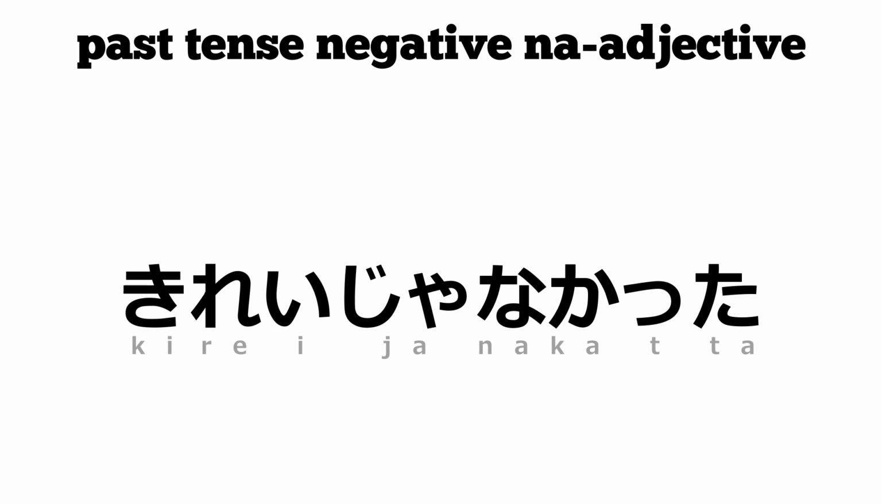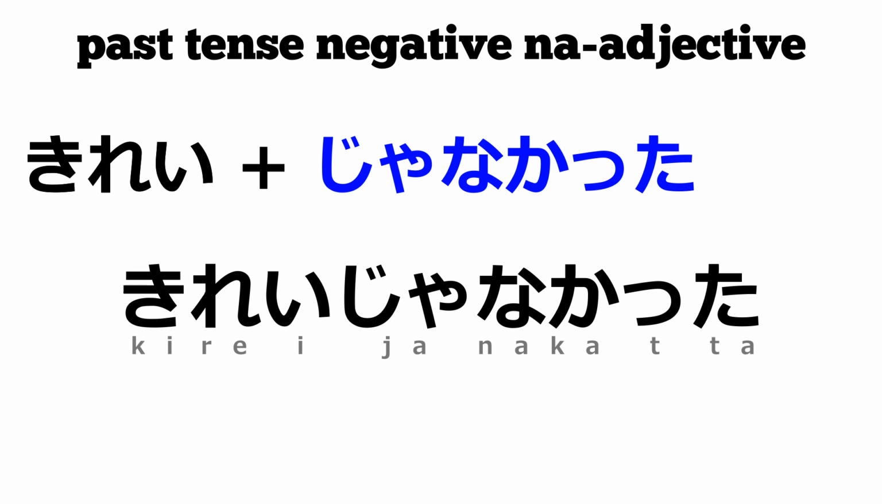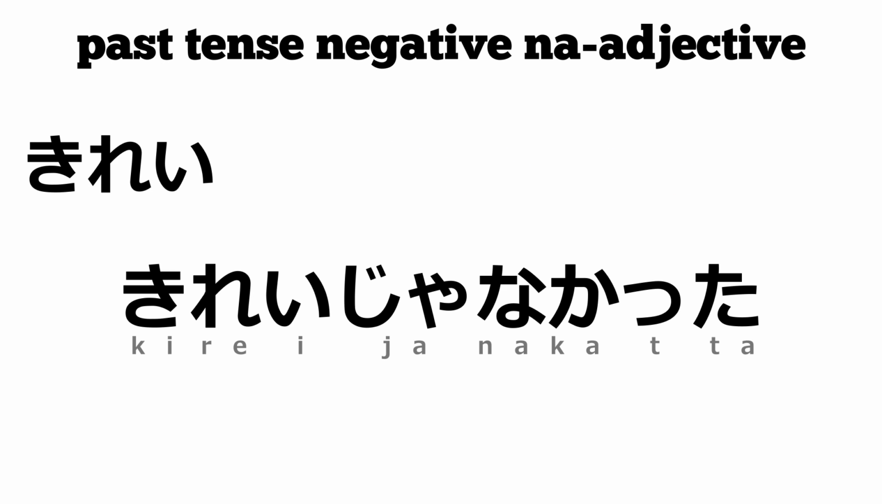You is using the casual negative past, this time with the na-adjective. The simple way to form this is to simply put じゃなかった at the end of the na-adjective. But let me explain what is going on here.